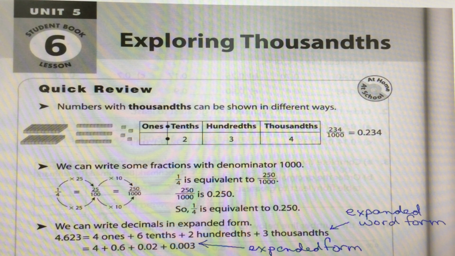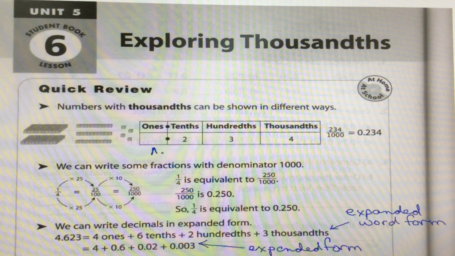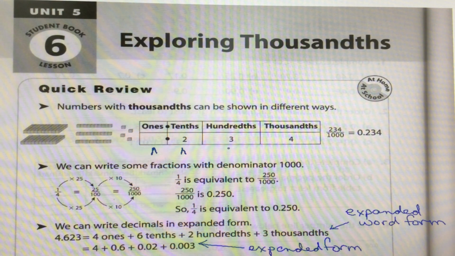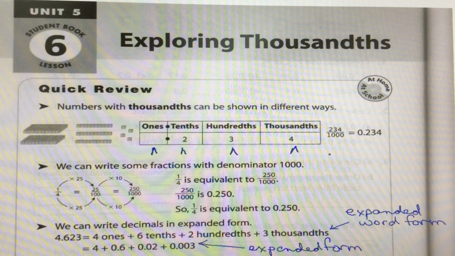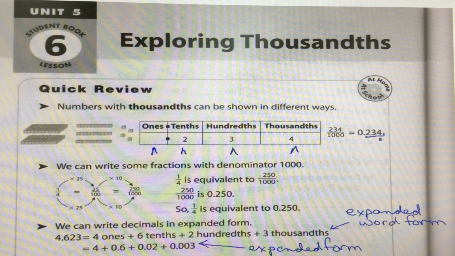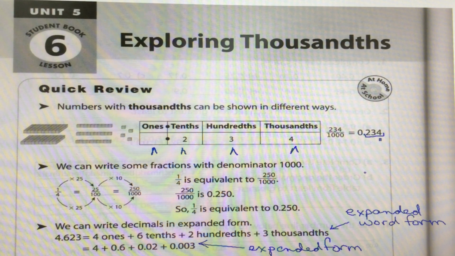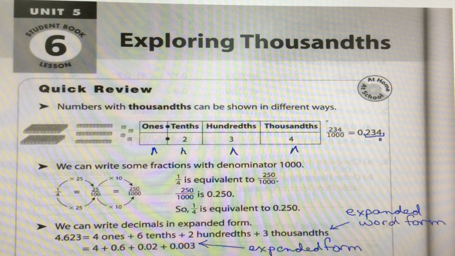Lesson 6 is about exploring thousandths. So in our decimals, we've already talked about this is our ones column, our tenths column, our hundredths column, and our thousandths column. If we talk about whatever column we're looking at, in this case our thousandths, and we draw that little box, taking in everything to the left, we have 234 thousandths. That would be our fraction, 234 over 1,000.